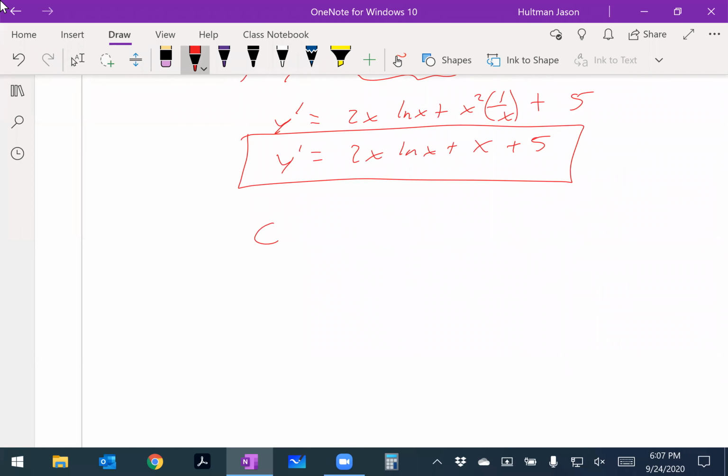Okay. C. Okay, y equals natural log of the absolute value of 2x over x cubed. Okay, let's see what happens here. Okay, so we have y equals, this is a quotient rule. So this is derivative of the top.